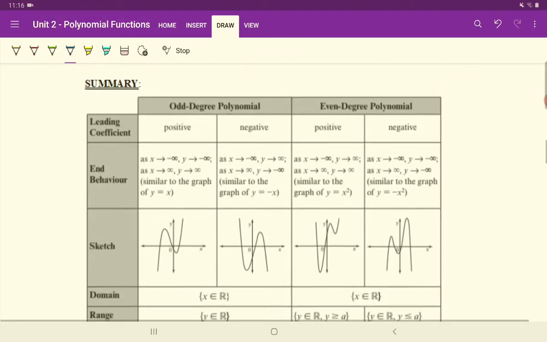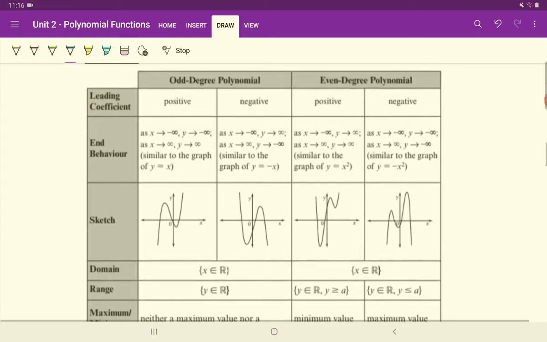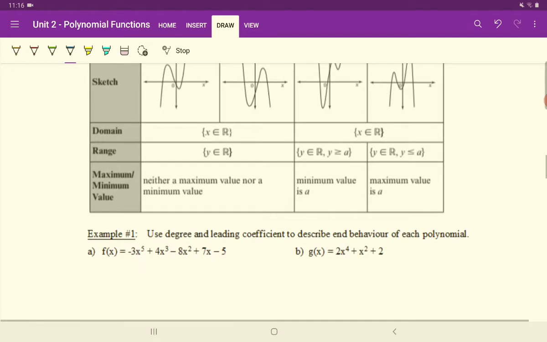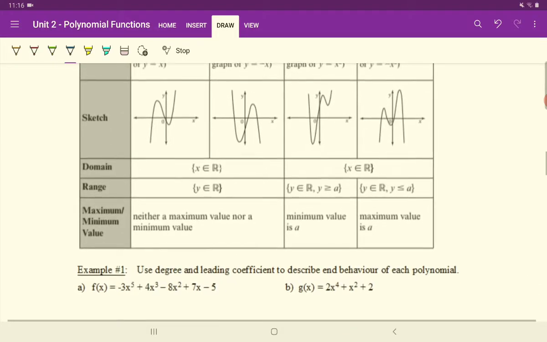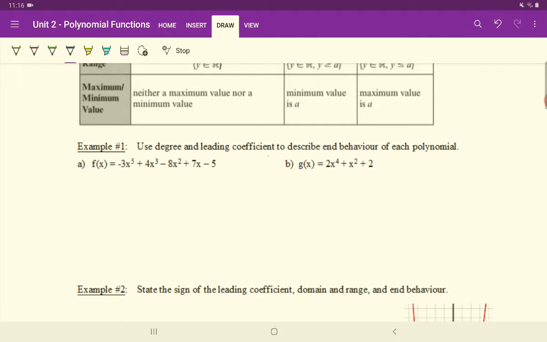Still with the summaries, this is the table that I put in our last lesson. It's a great summary to have, and we're going to reference it for the following two questions, so use it as a guide and a reference. Here's a question we're going to need to be able to answer for this lesson: use degree and leading coefficient to describe the end behavior of each polynomial. So we have to use the degree. Let's write out what our degree is. What is the degree of this equation?